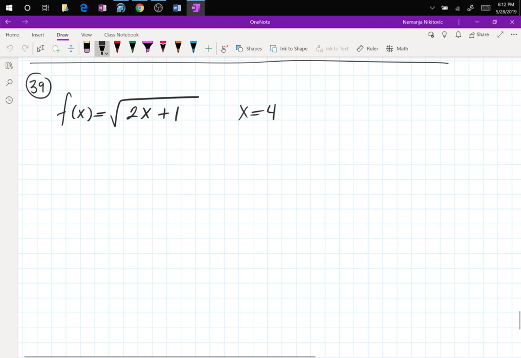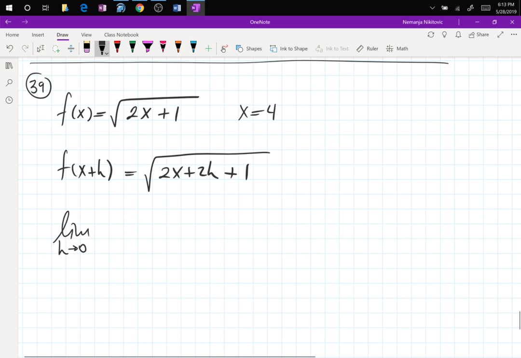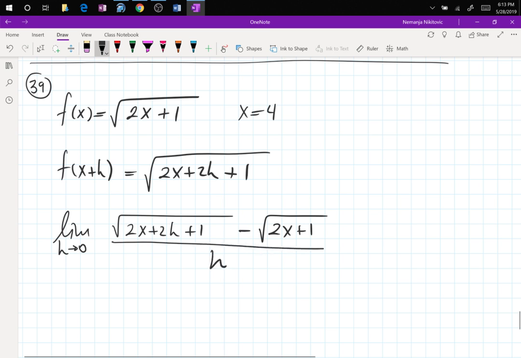Okay, let's take a look at this together. So f of x plus h is the square root of 2x plus 2h plus 1, when you replace x with x plus h and distribute 2. So now, limit as h goes to 0 of square root of 2x plus 2h plus 1 minus square root of 2x plus 1, divided by h.